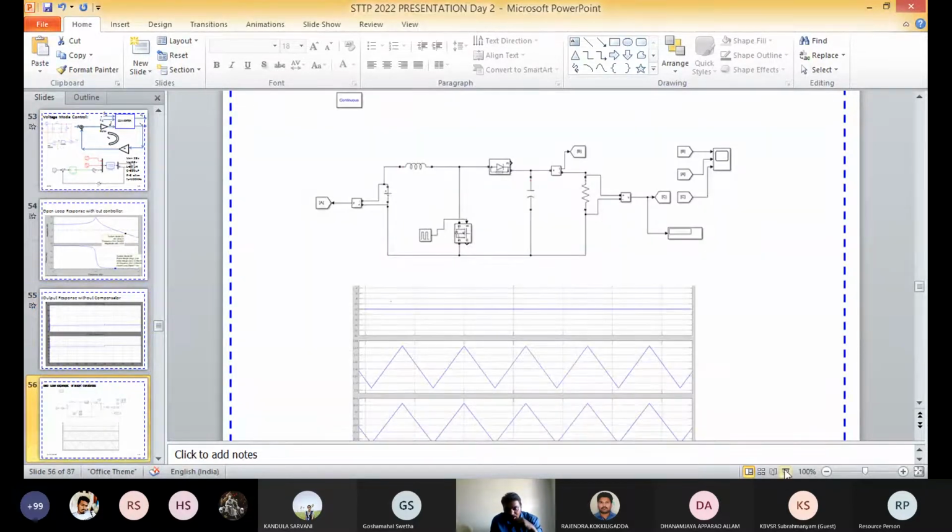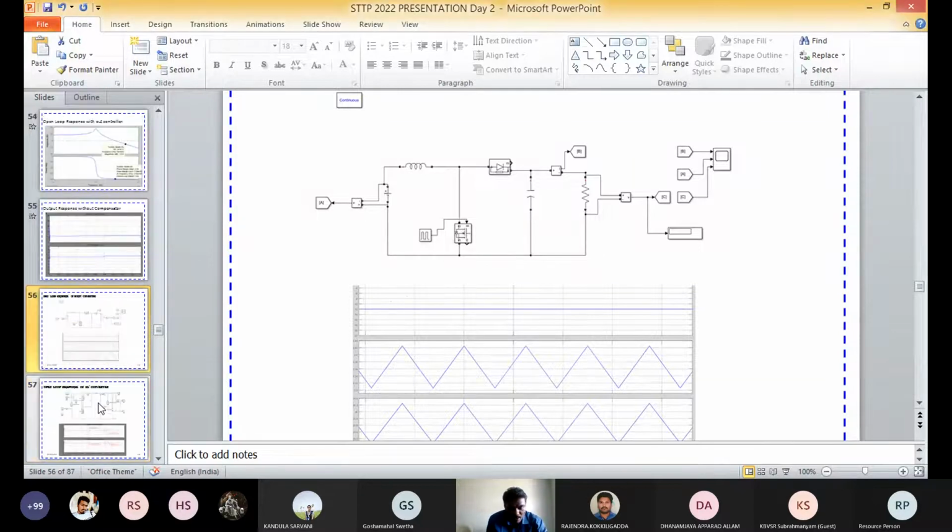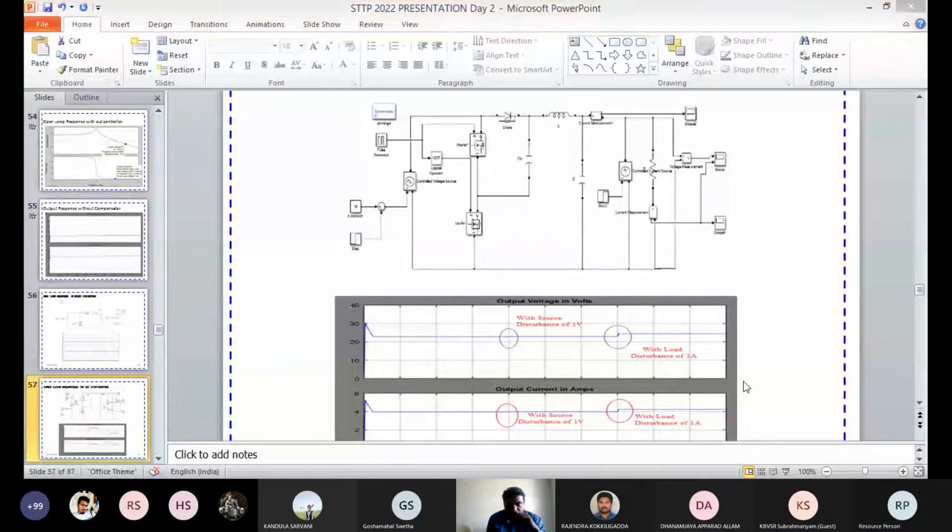This is the second circuit, the boost converter circuit. Here also we are getting a lot of disturbance in the output voltage. And the third one is the Cuk converter Simulink model. Here also after observing disturbance, we are expecting 5 volts, but there is a lot of disturbance in the voltage. That means a large amount of steady state error is there.